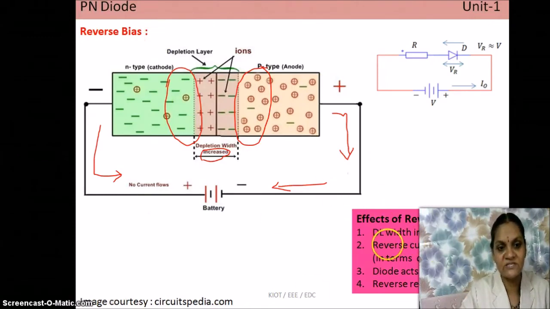So these are all the effects here. The depletion layer width increases, reverse current decreases. That I will tell you. Diode acts as an open switch. So reverse resistance also increases.